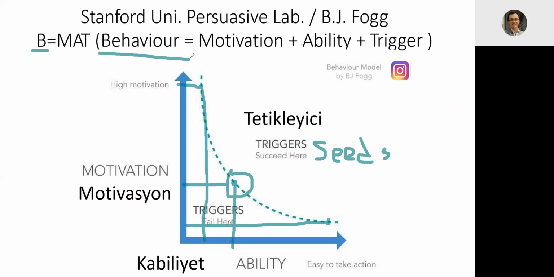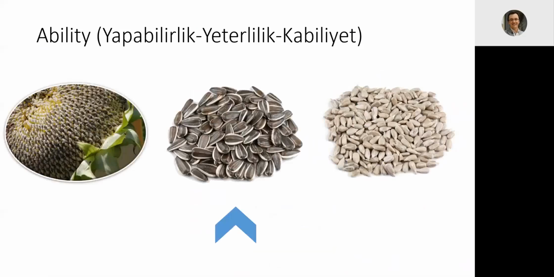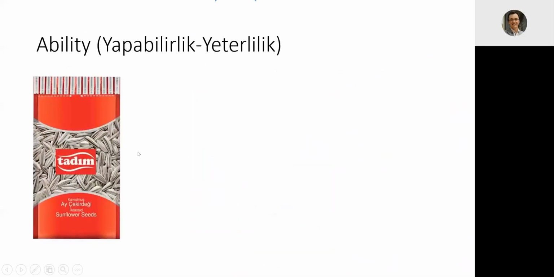Customer behavior means motivation, ability, and trigger. So you have to think about all three of them while you are designing your process. What motivates my customer? Are they able to do this? And what is my trigger? What kind of terms for the ability? This is the example from sunflower seeds, one pack of sunflower seeds, lovely one.